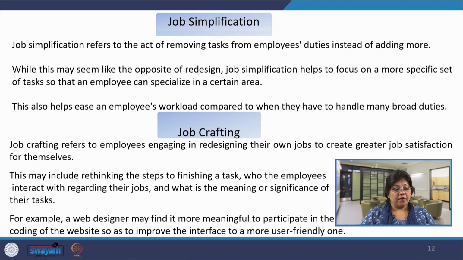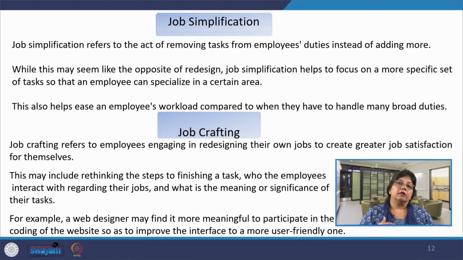The other is job crafting. This refers to employees engaging in redesigning their own jobs to create greater job satisfaction for themselves. Now, in job redesigning, organizations are redesigning, but in job crafting, employees are redesigning their jobs according to their own comfort. There is more freedom, there is more discretion in how I have to perform my job, and that gives more job satisfaction to an individual. So, this may include rethinking the steps to finishing a task, who the employees interact with regarding the jobs, and what is the meaning or significance of the task.